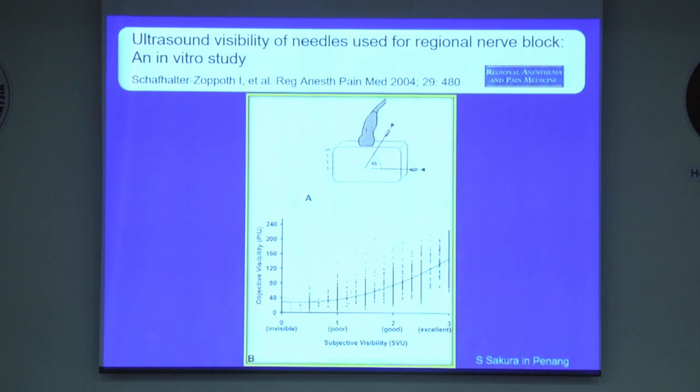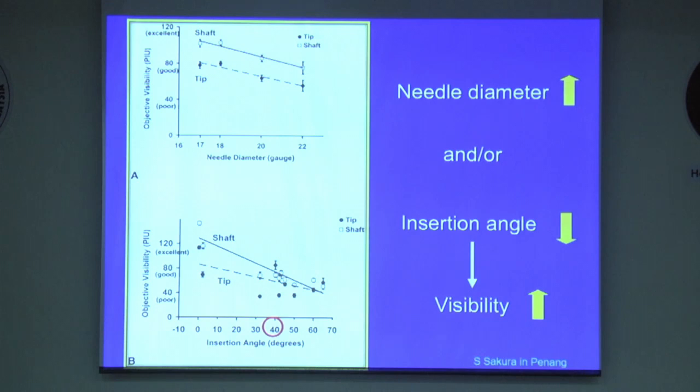Gray and his colleagues conducted an in vitro study before to see the effects of insertion angle of the needle on visibility. This is an experimental setup, and the angle of insertion was measured in relation to the phantom surface. And they found that there was good correlation between objective and subjective visibility of block needles. And objective visibility decreased linearly when they used smaller needles.